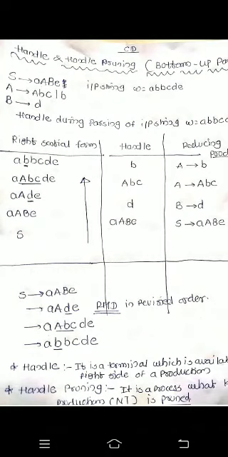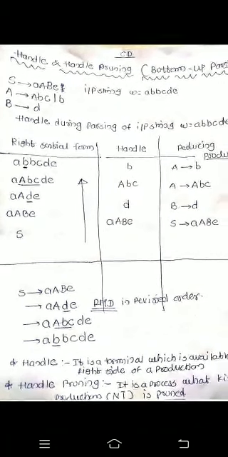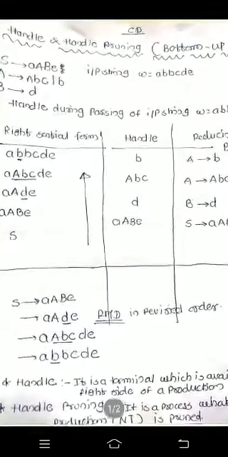So handle and pruning use the concept of right sentential form. It takes the input from left to right, but in reverse order. If we go through this, we will get our starting symbol, using the bottom up parsing technique, that is from the leaf node to the starting node, and here we will get our parse tree.